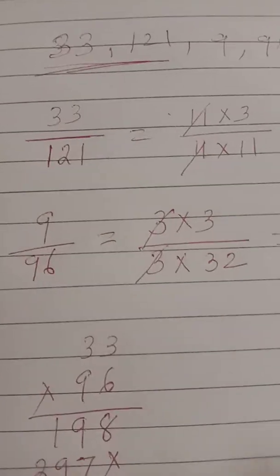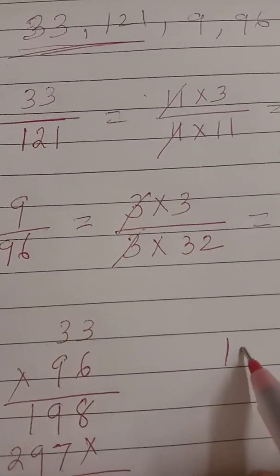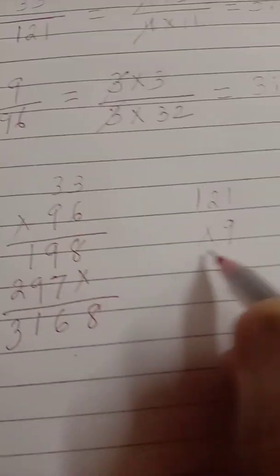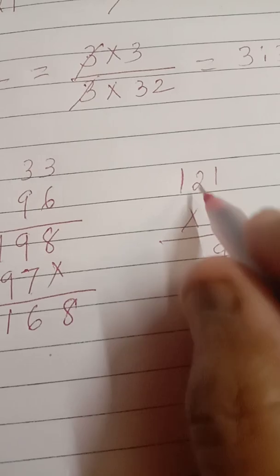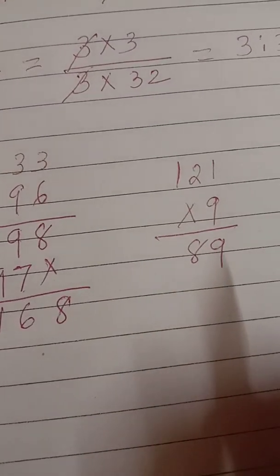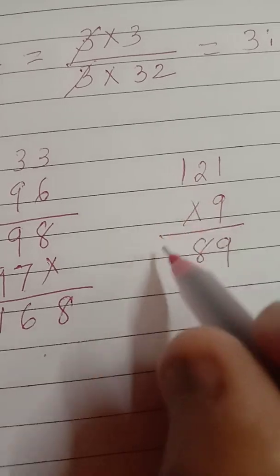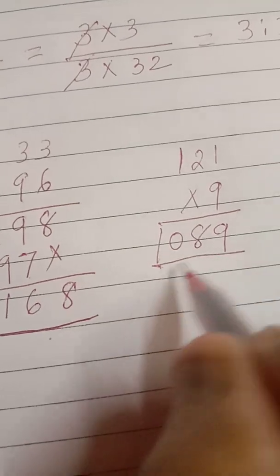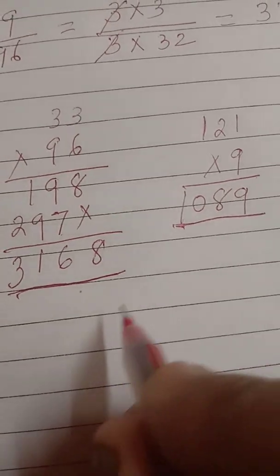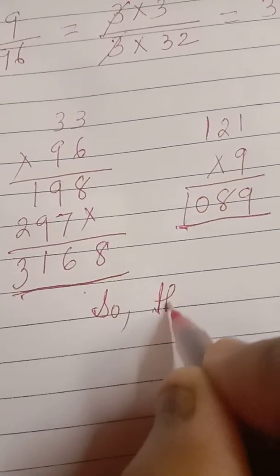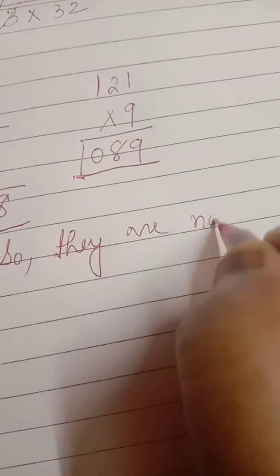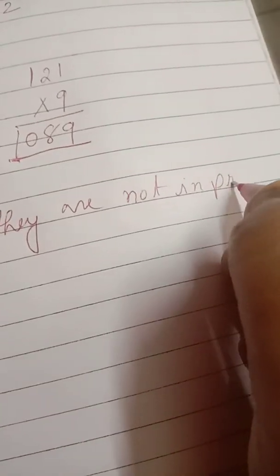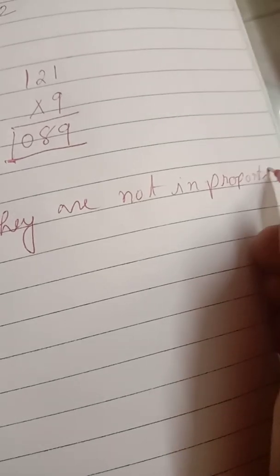Now we have to multiply second and third, that is 121 and 9. 9 1s are 9, 9 2s are 18, carry 1. 9 1s are 9 plus 1, 10. So one is 3168, another one is 1089. So these two are not equal. So we have to write, they are not in proportion.